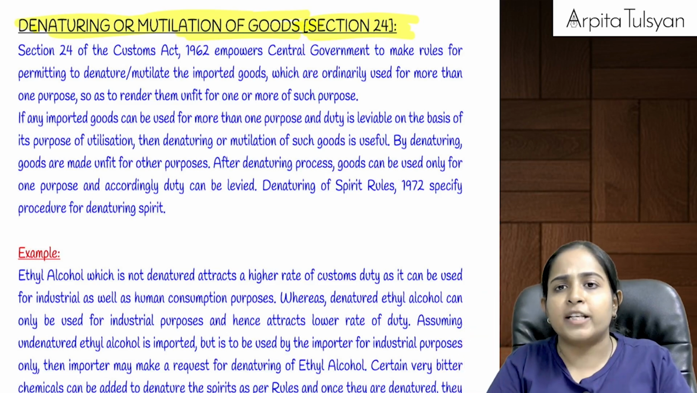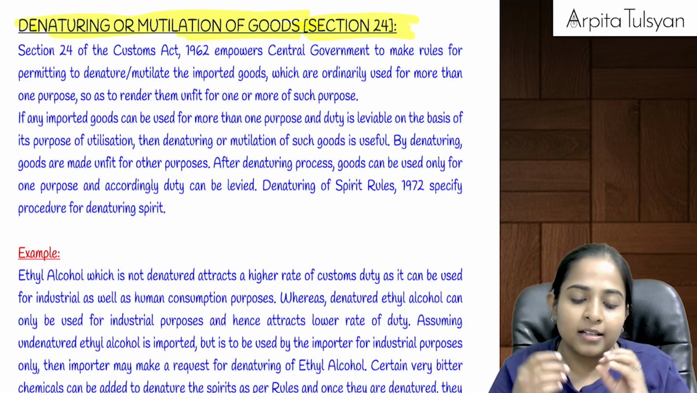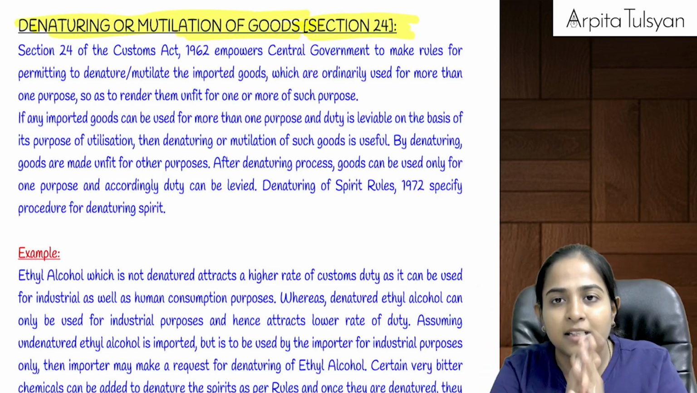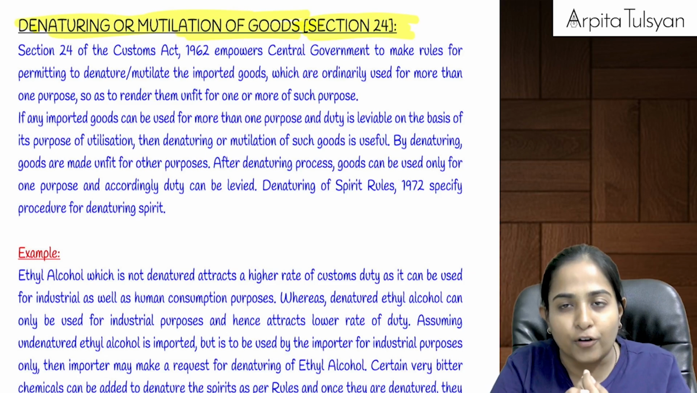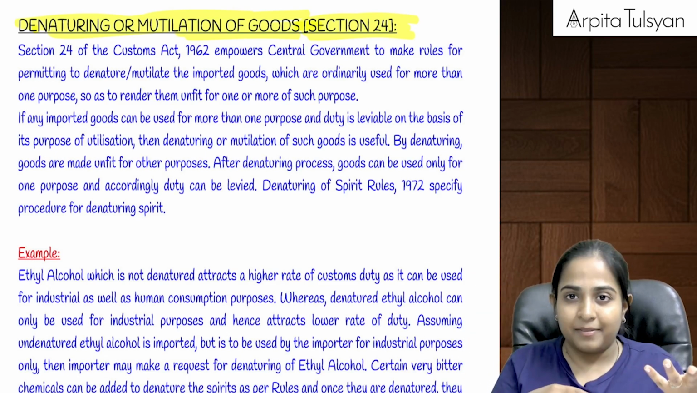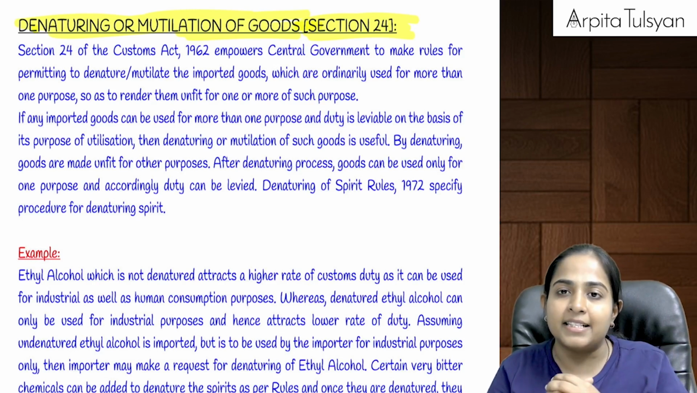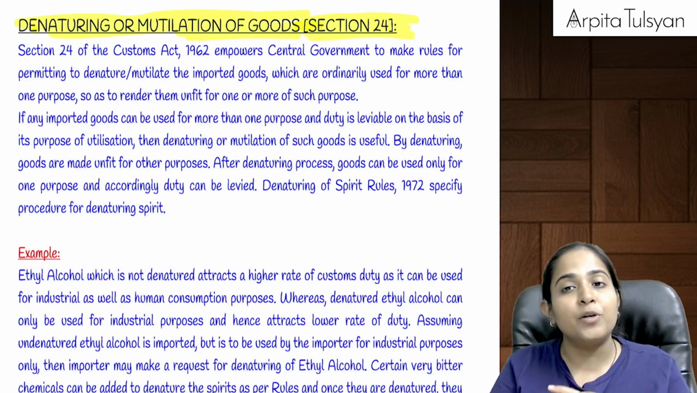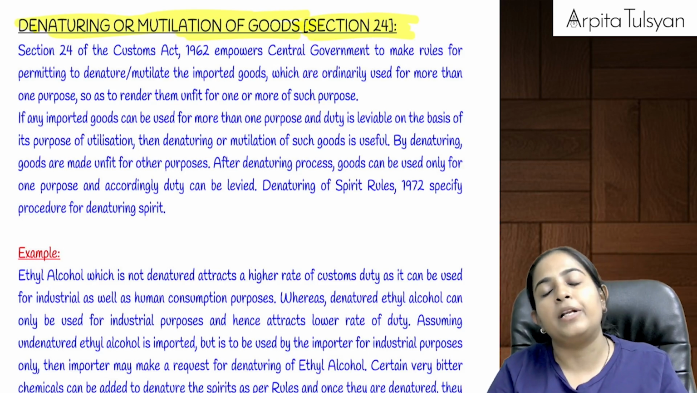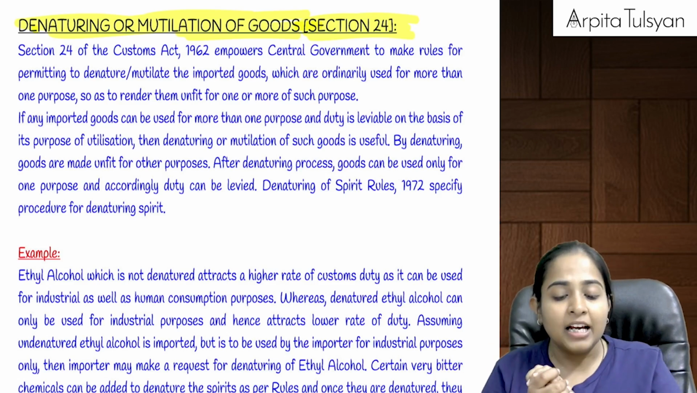Then the officer will say, what if you use it for human consumption? So we say, sir, let's do one thing, let's apply section number 24, let's denature the goods or mutilate the goods. Denature means change the nature of the goods, do something in that particular alcohol which makes it unfit for human consumption and unfit for making sanitizers. Now that imported alcohol can be used only for making cough syrups. If that denaturing or mutilation is done, then the import duty will be leviable at that lower rate.